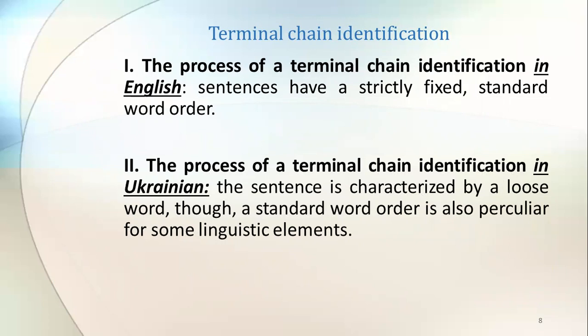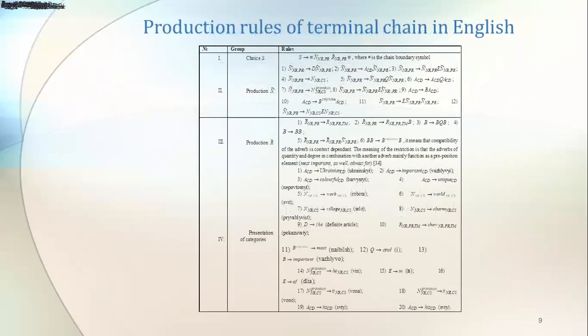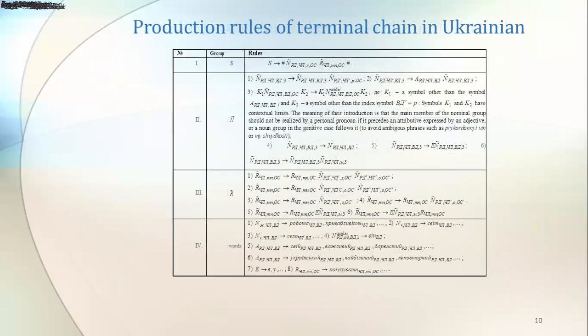Applying the principles of generative grammar by Noam Chomsky, we developed production rules of terminal chain in English and production rules of terminal chain in Ukrainian. On the slide, you can see the fragments of structural schemes in the process of modeling the syntax of the English sentence and of the Ukrainian one.